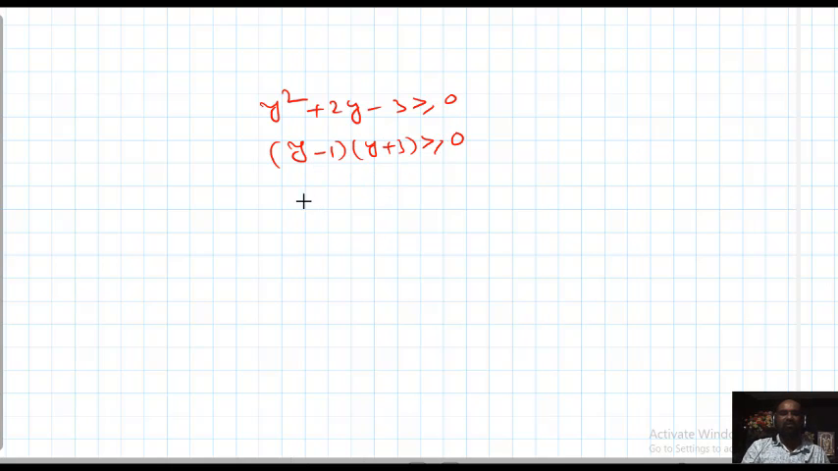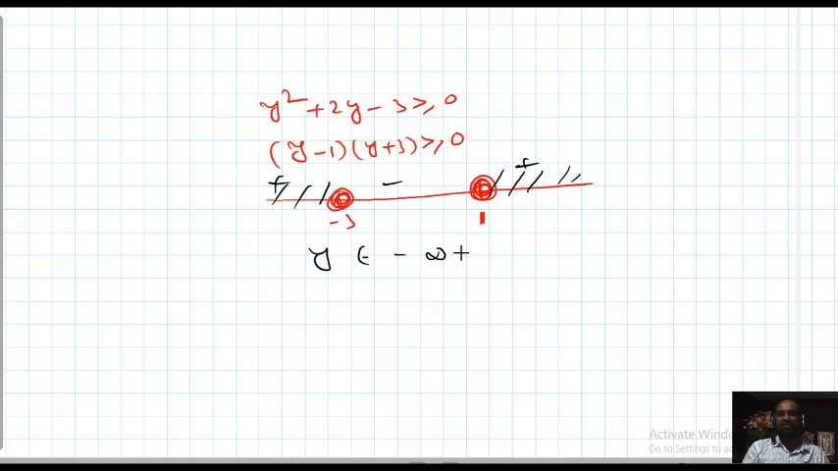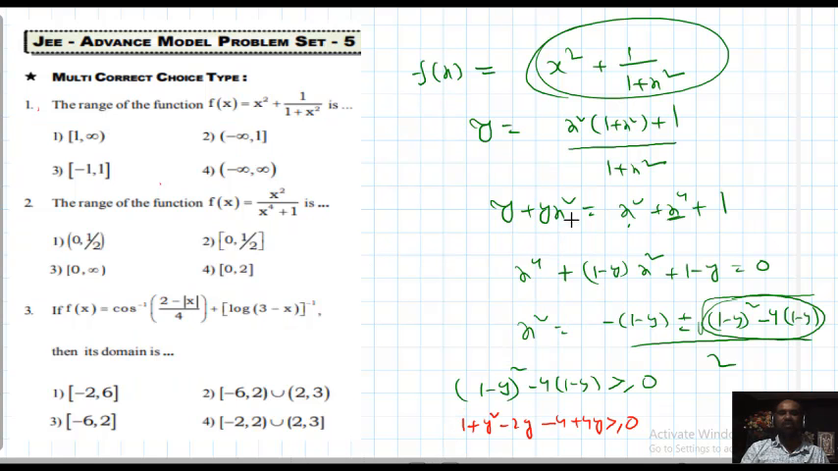Now I want to use the number line: minus 3 and 1. The sign scheme says plus, minus, plus. We want the greater-than symbol, so y belongs to minus infinity to minus 3 closed, union 1 to infinity. But don't conclude that this is the range. Again, you need to see the problem here.